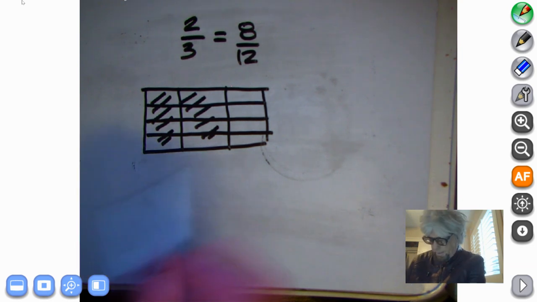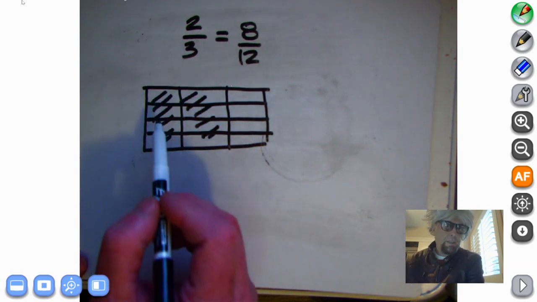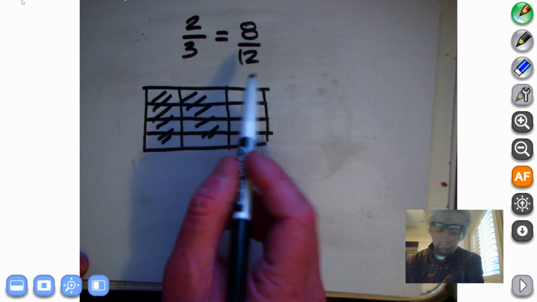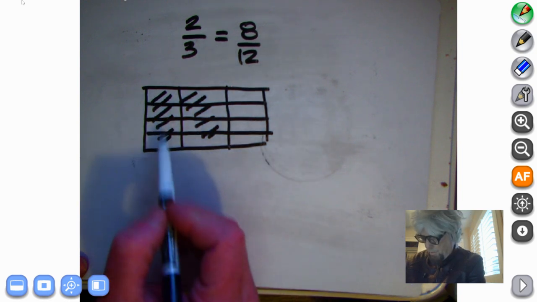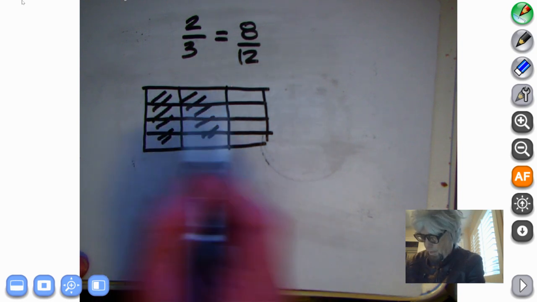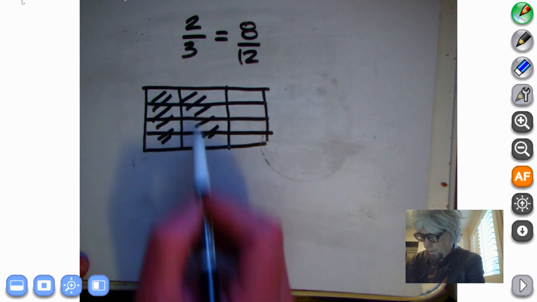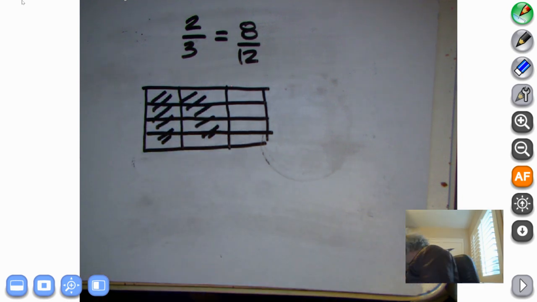Much better. So we can see that the 2/3 we started out with does in fact equal, is equivalent to, 8/12. 1, 2, 3, 4, 5, 6, 7, 8 out of 1, 2, 3, 4, 5, 6, 7, 8, 9, 10, 11, 12. So 8 out of 12. Just excuse Mr. Mystery Math for a second while he gets his eraser.